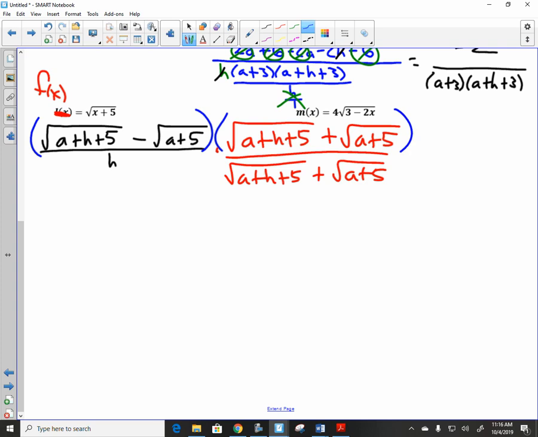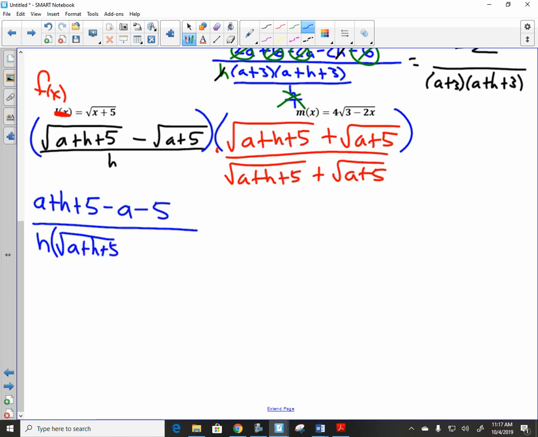So what do you get if you multiply the fronts together? A plus h plus 5. What's going to happen to the middles? You get one that's negative, one that's positive. It's super ugly if you write it out, but it just entirely goes away, doesn't it? And then here you get the square root of a plus 5 times the square root of a plus 5 is just a plus 5, positive or negative? Negative. Distribute that negative, so minus a minus 5. All over h times parentheses the square root of a plus h plus 5 plus the square root of a plus 5.